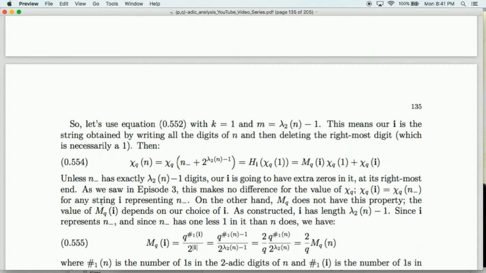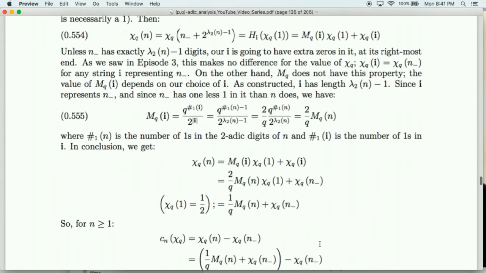And so mq of I, its number of q to the number of 1s in I over 2 to the length of I, is going to be q to the number of 1s in n minus 1, because we apply this minus subscript, over the length 2 to the lambda 2 of n minus 1. This is 2 over q times that, and this is 2 over q times mq of n. And so we end up getting chi q of n is equal to this, and since chi q of 1 is equal to 1 half, we have here chi q of n is equal to 1 over q times mq of n plus chi q of n minus.